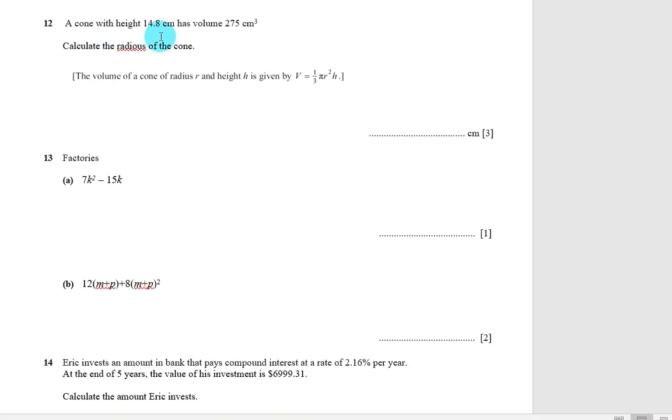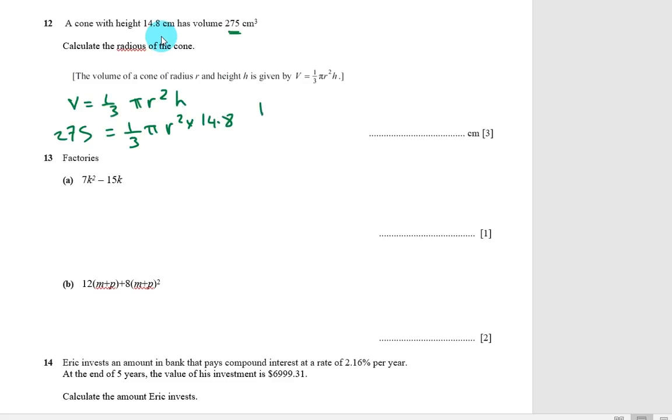A cone with a height 14.8. This is the height of the cone. The volume is 275 centimeter cube. Calculate the radius of the cone if this is the equation of the volume. So volume is equal to 1/3 pi r squared h. So 275 will equal 1/3 pi r squared 14.8.